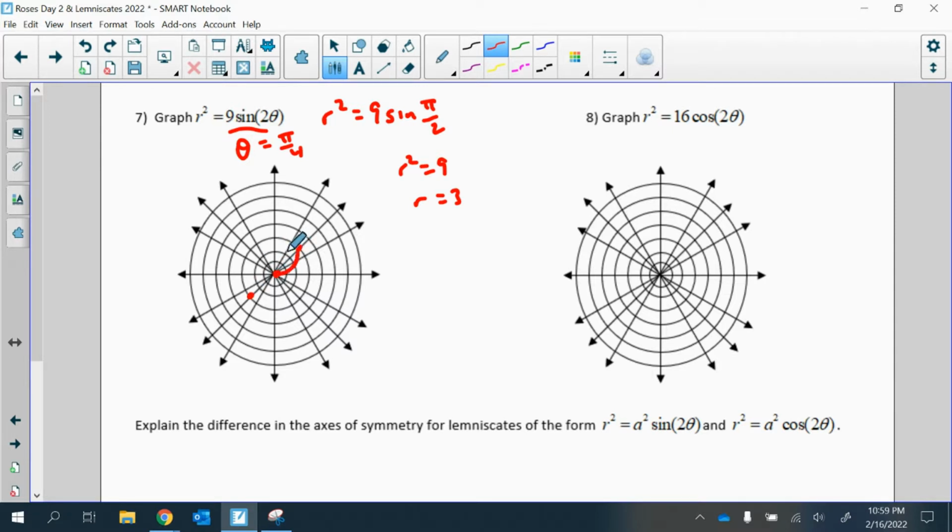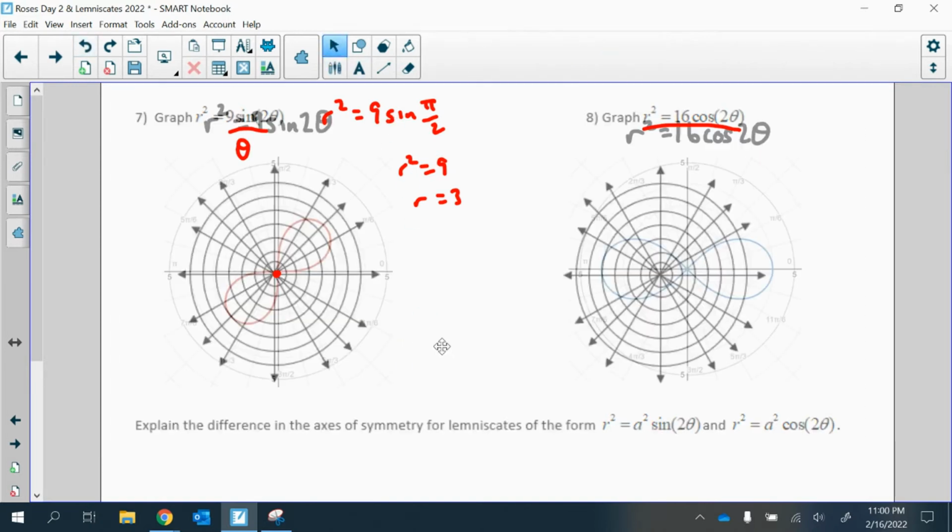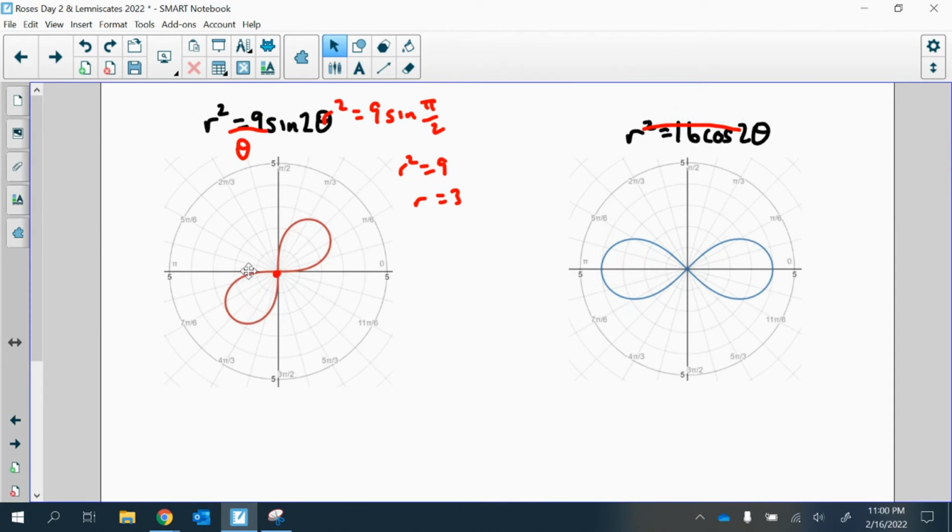And so what I end up with is something that looks very similar to the cosine graph that we drew, except it's sideways. And if I graphed this one, it would be a very similar case, because if theta is 0, then this is maximized. r would equal plus or minus 4. So I end up with something that looks like that. So I end up with this situation with the sine and this situation with the cosine.